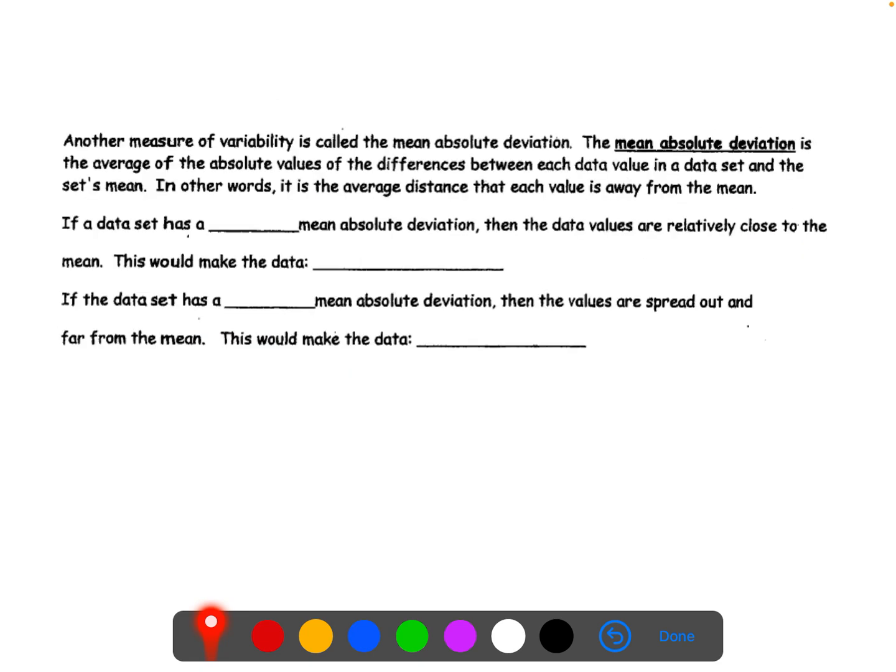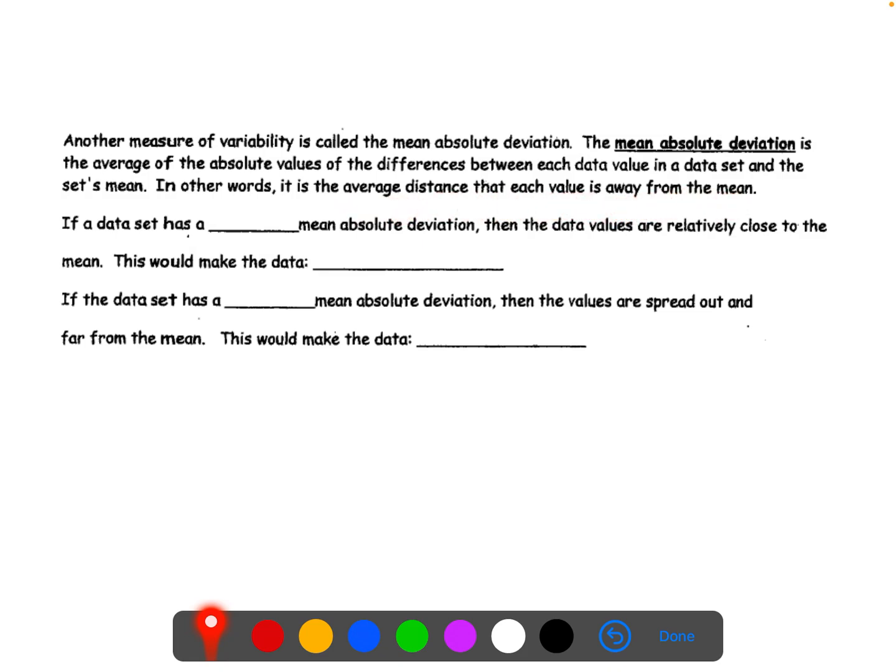All right, for the next part, we talk about mean absolute deviation. This is a review again. It's the average of the absolute values of the differences between each data value in a data set and the set's mean. Basically, we found the mean of the data and then decided how far each value was away from it. In other words, it's the average distance that each value is away from the mean.